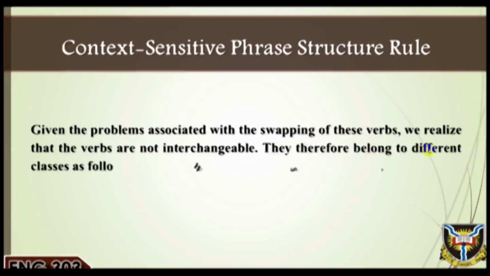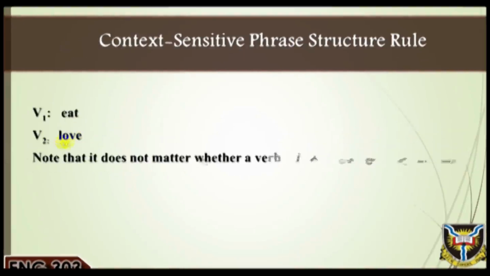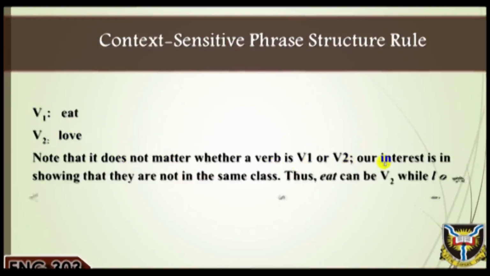They therefore belong to different classes as follows. V1, eat. V2, love. Note that it does not matter whether a verb is V1 or V2. Our interest is in showing that they are not in the same class. Thus, hit can be V2 while loves is V1.